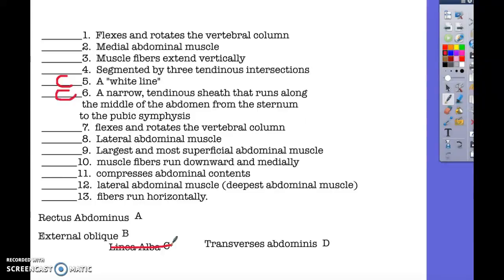Okay, flexes and rotates the vertebral column. There actually might be a couple that do that, but I know that the rectus abdominis does it. I know that the rectus abdominis is the medial muscle. I know that the fibers extend vertically because that's in the name, rectus. And I know that it has 3 tendinous intersections. Okay, all those were A. I guess you can see how this is going. All right, A we're finished with.